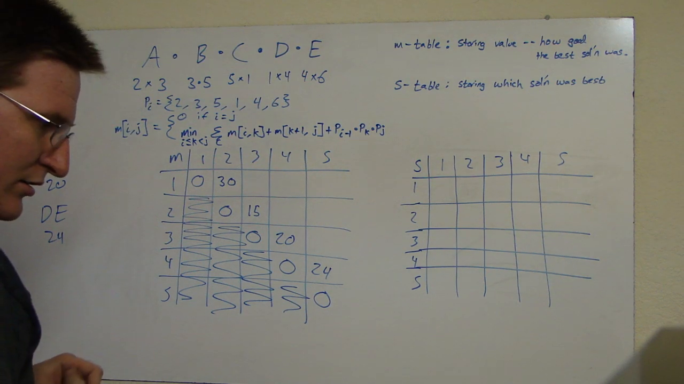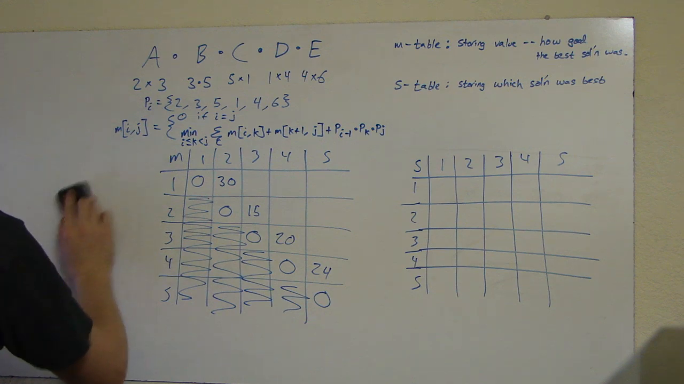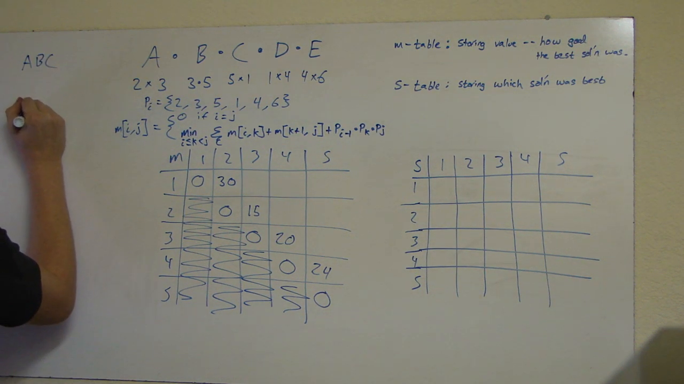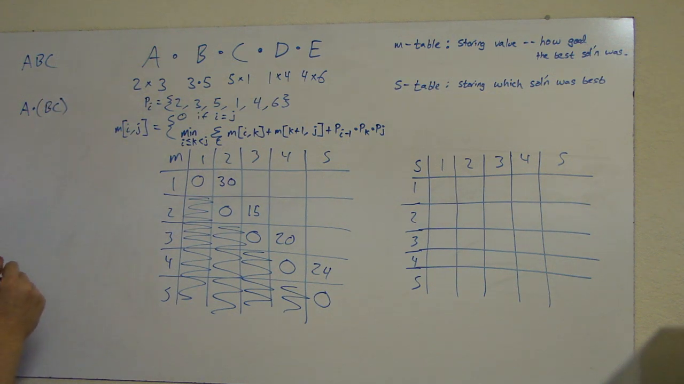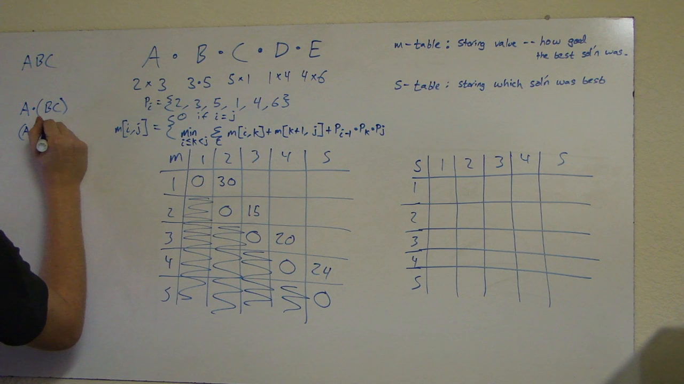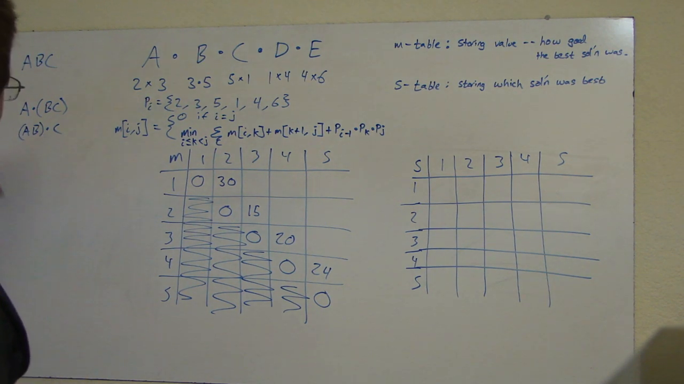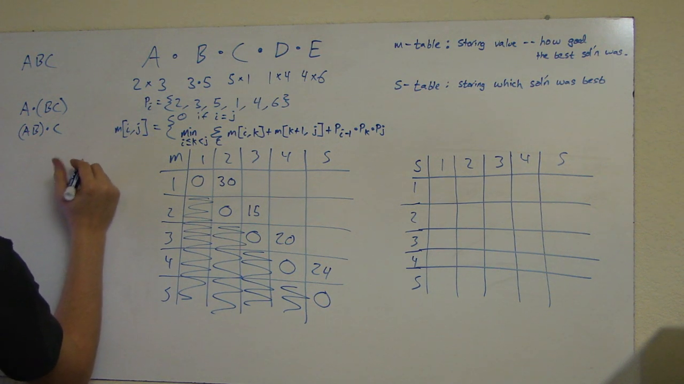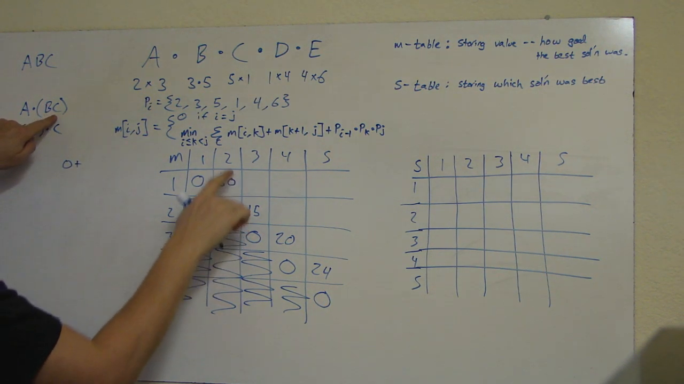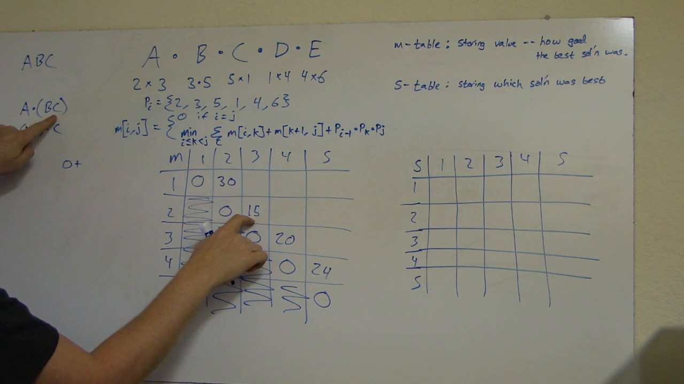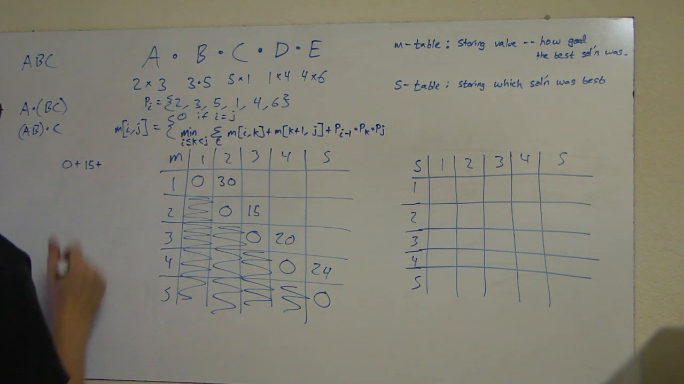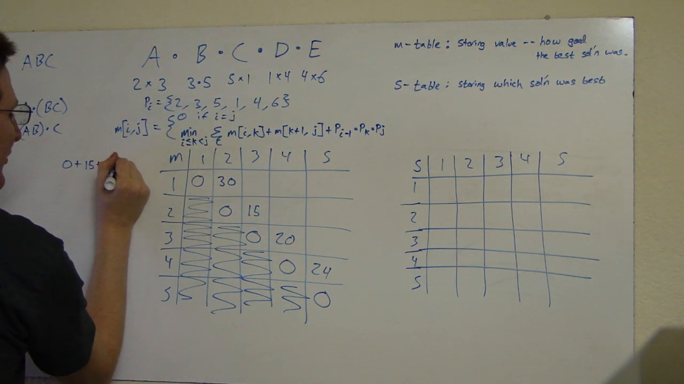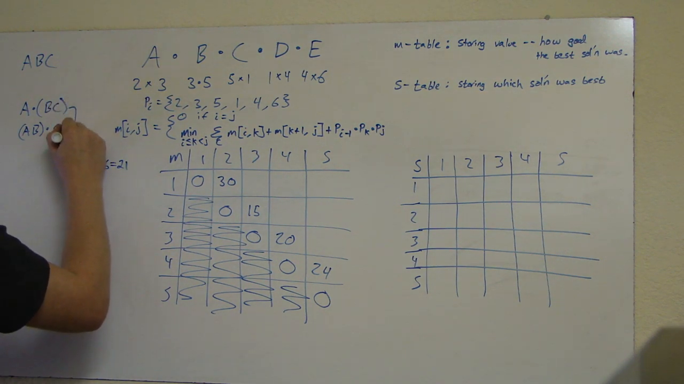So, if we take the case of ABC, like we did before, the two possibilities should be A times BC, or AB times C. If we chose A times BC, then, as we mentioned before, that takes zero multiplications to do A. BC is 15 multiplications. And then merging them together, we have a 2 by 3 and a 3 by 1 for 6 additional ones to get us 21 multiplications in this way.